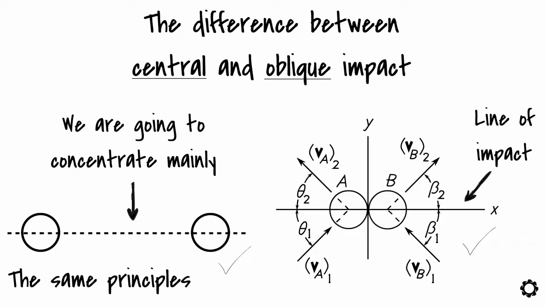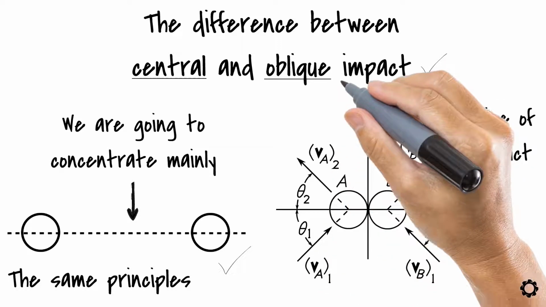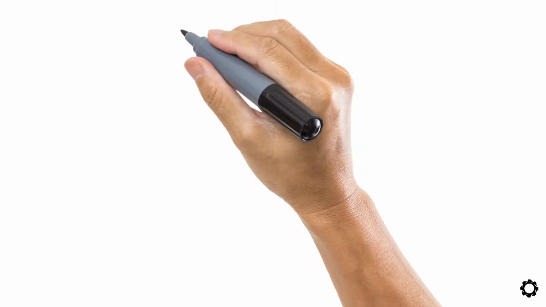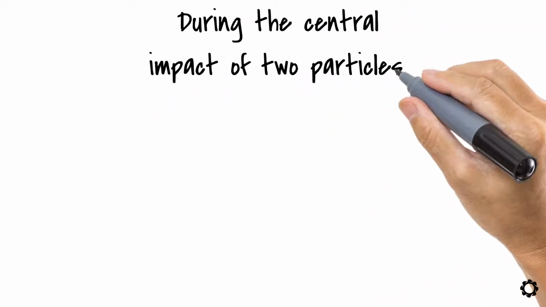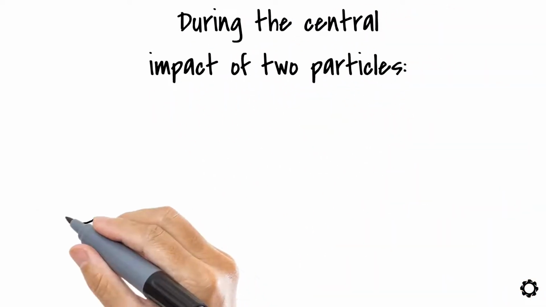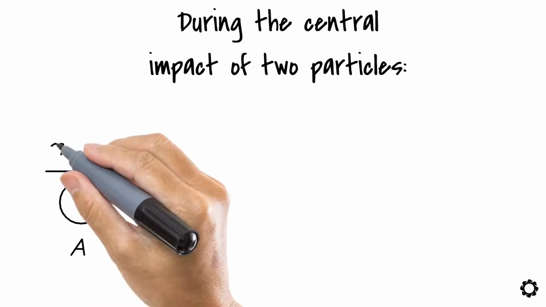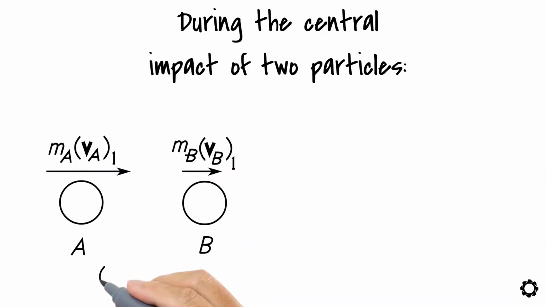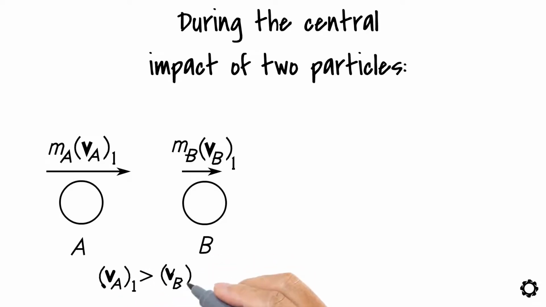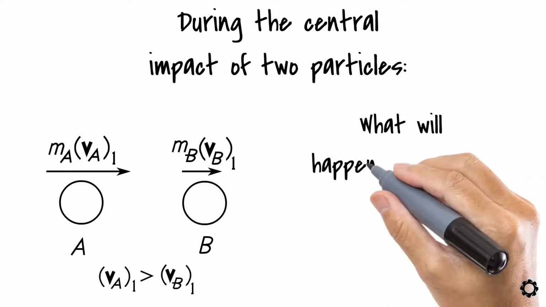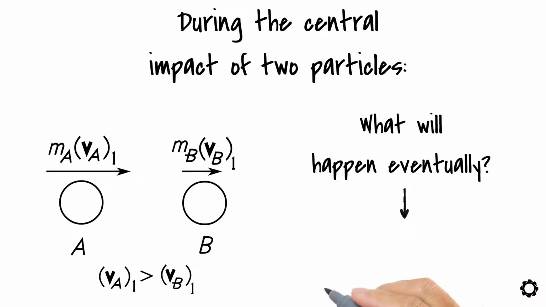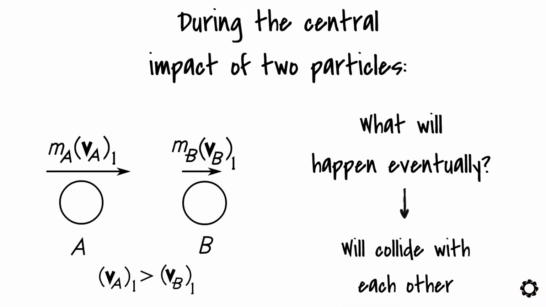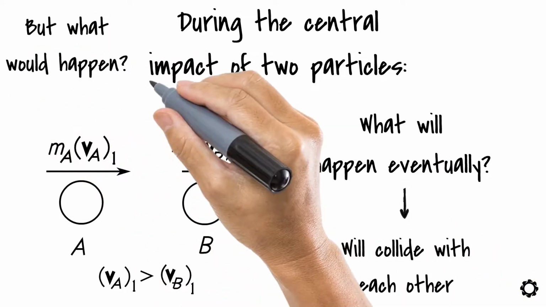Okay, now that we are familiar with the actual definition of impact, let's see what really happens during the central impact of two particles. Consider that we have two particles, A and B, which are moving in the same direction with some amount of momentum, and that particle A has higher velocity than particle B. What will happen eventually? Yes, they will collide with each other. But what would happen during their impact?